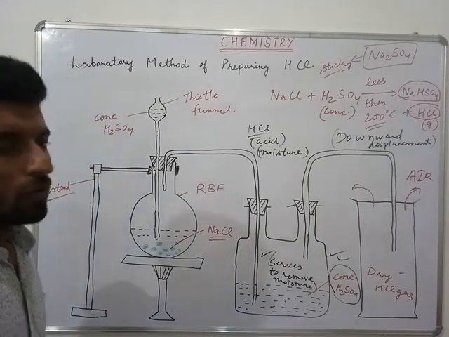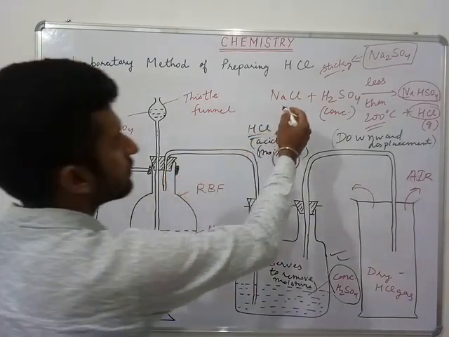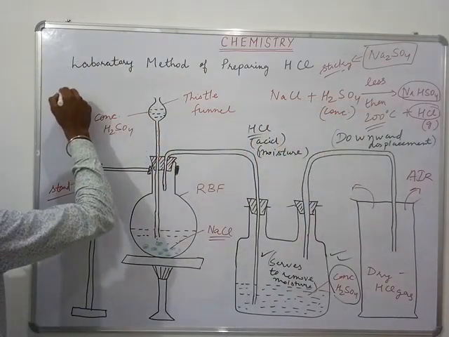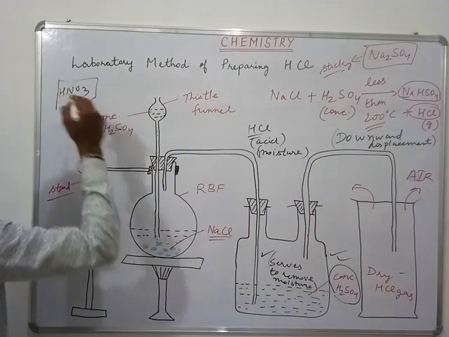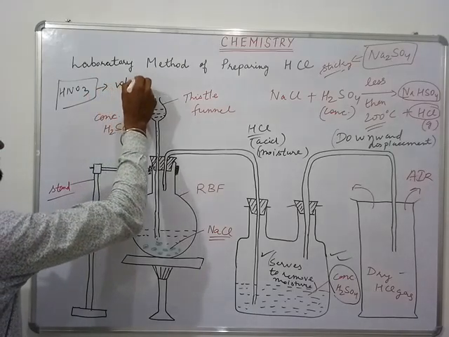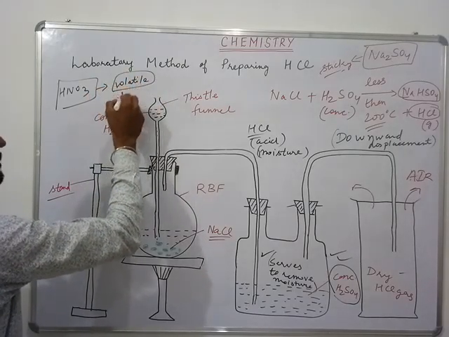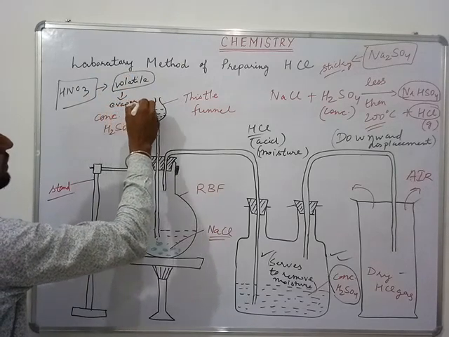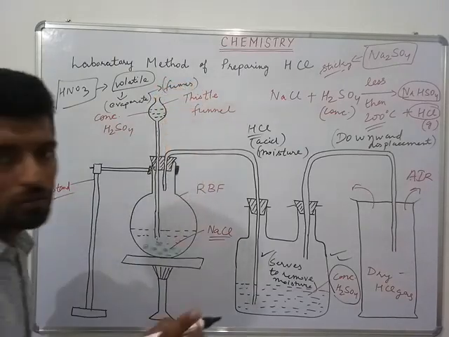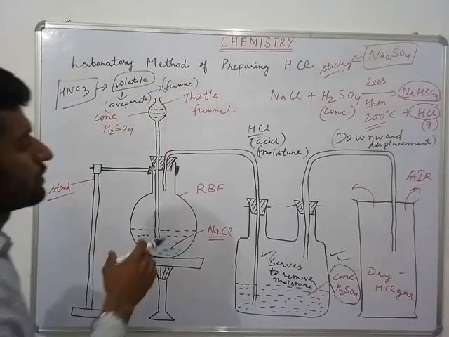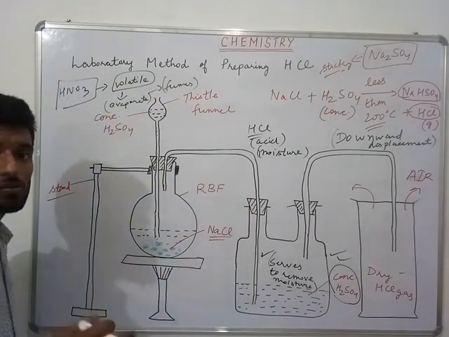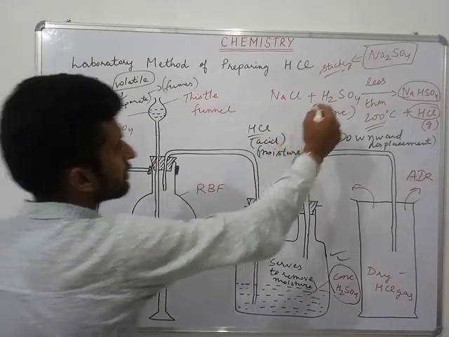Okay. So important points here: we use sulfuric acid. Why is sulfuric acid used and not nitric acid? The reason is sulfuric acid is non-volatile in nature and nitric acid is volatile. Volatile means it evaporates, it fumes. HCl is also fuming and volatile, so these two may mix. To avoid the mixing, we use sulfuric acid.